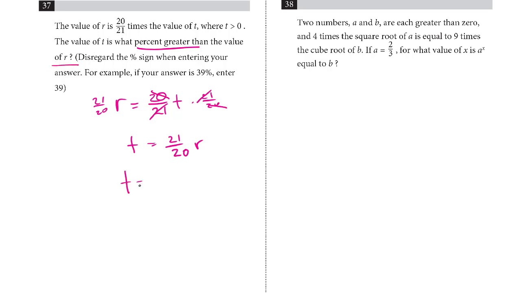Well, t equals 21/20 r minus 20/20 r, which is the value of r, or 1r. Which means that greater than amount is 21 minus 20, or 1/20 times r. What percentage change does 1/20 represent? 1/20 is in decimal 0.05, or in percent, we multiply that by 100, 5% greater. So the correct answer for number 37 is 5.